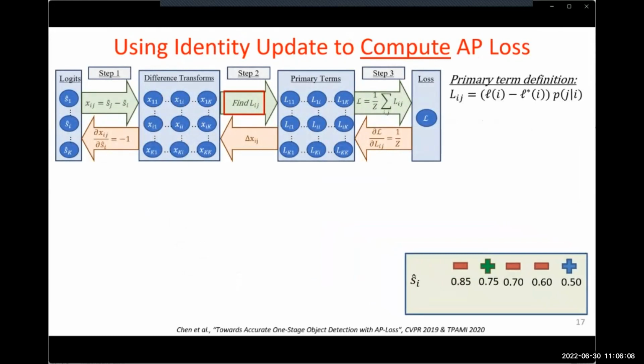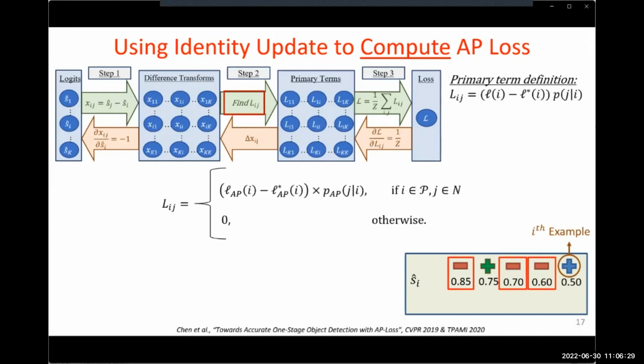Then, to compute AP loss following identity update, we obtain the primary terms as the products of the defined errors on a positive example and the probability mass function. The probability mass function distributes the error uniformly over other examples causing the error. More precisely, for positive-negative pairs, the ranking probability mass function distributes the error computed on the ith positive uniformly over negatives with logits larger than the ith positive example.